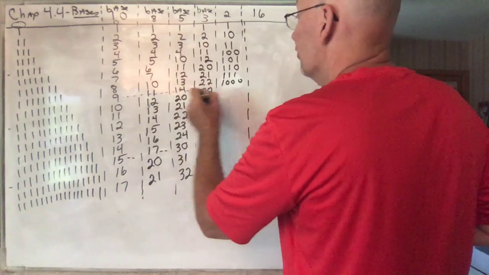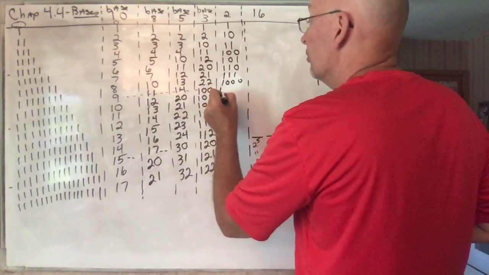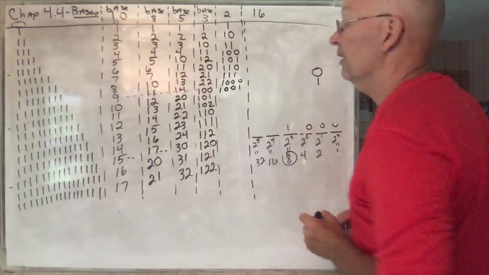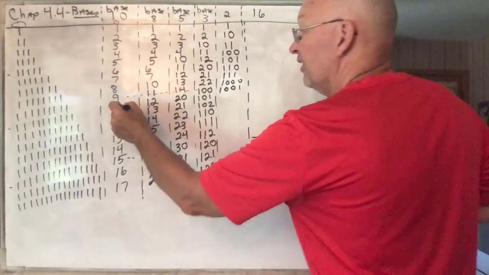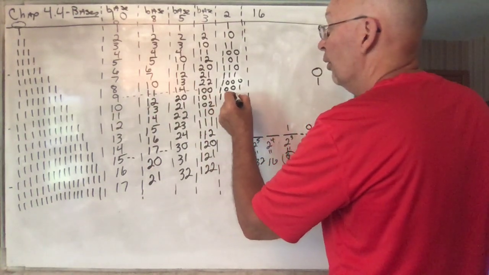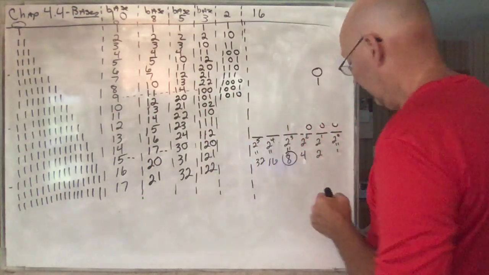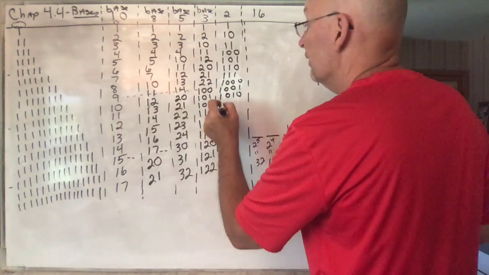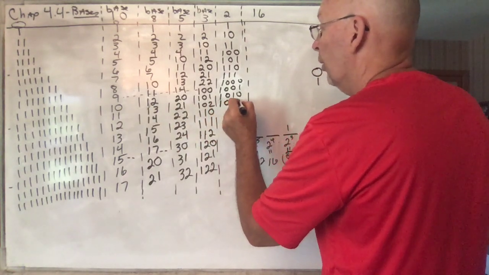Here's my 8. Here's my 9. 9 is going to be 1, 0, 0, 1. 10 is going to be 1, 0, 1, 0. There's 8 and 2 gives me 10. 11 is going to be 1 more than 10.